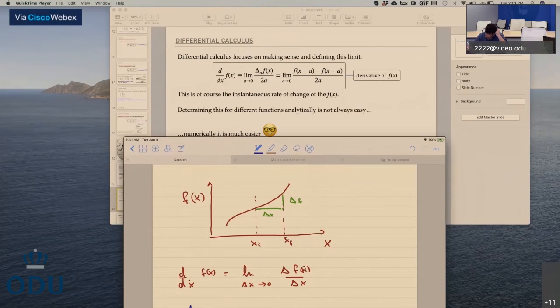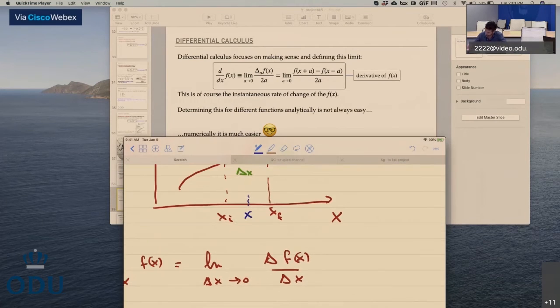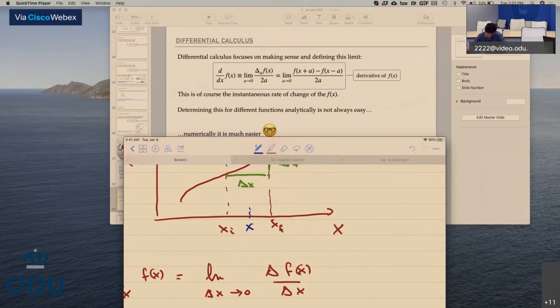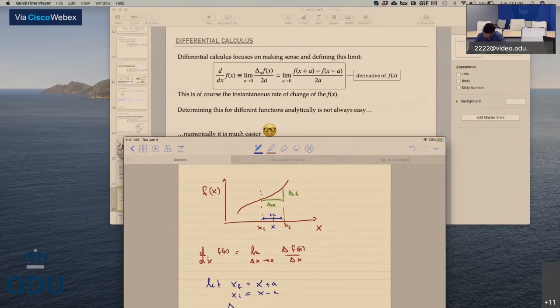And so in this case, what that means is that the center point between the two of them is going to be defined as x, okay? And then this distance is going to be 2a, right? You can just check that. Delta x, by definition, is equal to x plus a minus x minus a. You see the x's cancel while the a's add up.